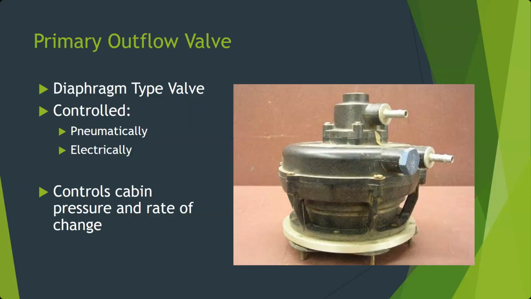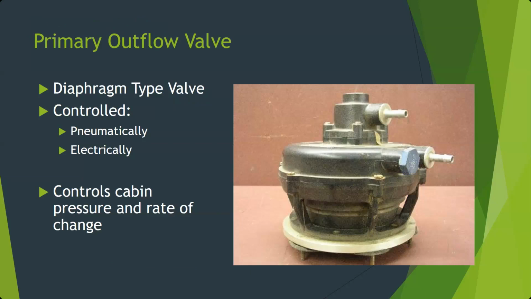So there's four valves that are going to be involved in this process. The first one that does most of the work is the primary outflow valve. And these come in two configurations. They can be a diaphragm type, like shown here, or they can be a door type that we'll look at in a second. The diaphragm type and the door type actually are controlled.